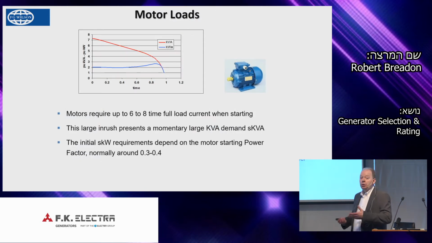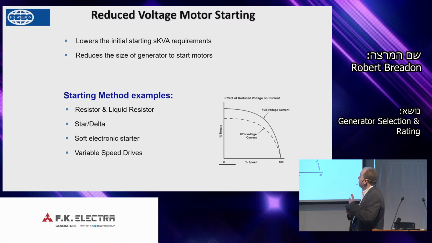So probably the majority of loads that a genset has to supply is a motor load, and in very basic terms, when you apply a motor to a genset, on starting it will initially see 6 to 8 times starting current. That creates quite a high impact requirement on the kVA and the kilowatts of the genset. So we have to be able to deal with that, and the easiest way to do that is to employ a starting method like some form of voltage reduction, reduced voltage starting.